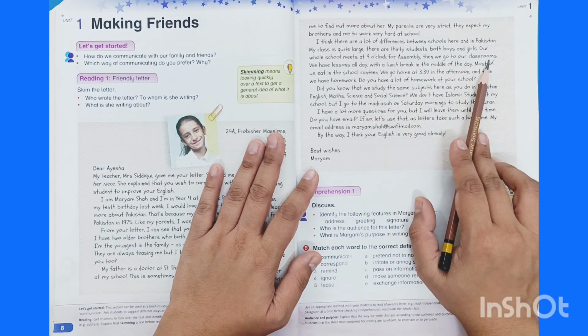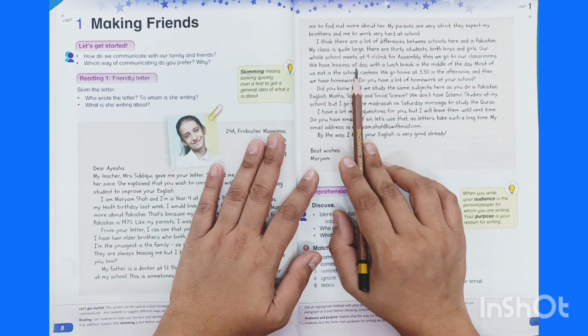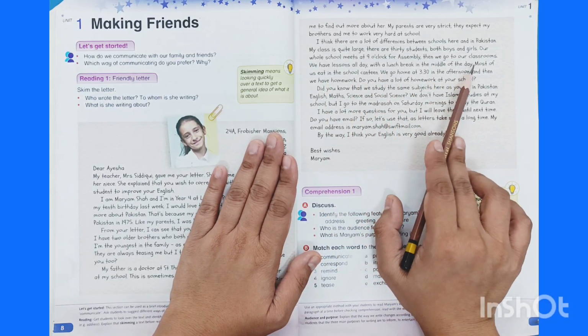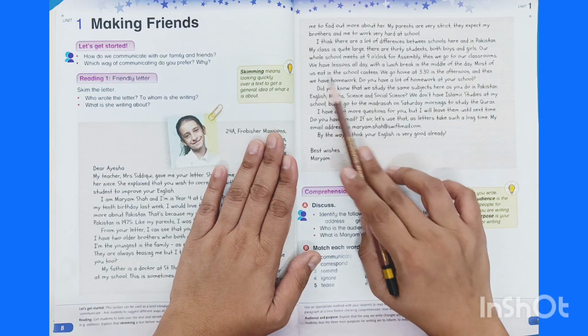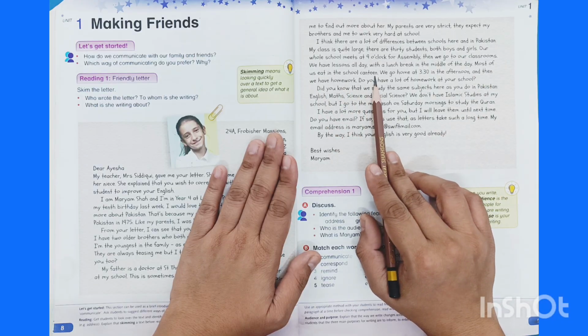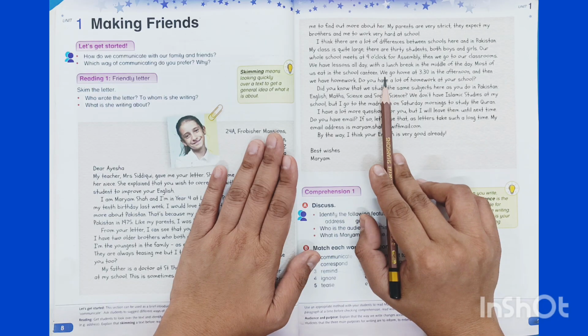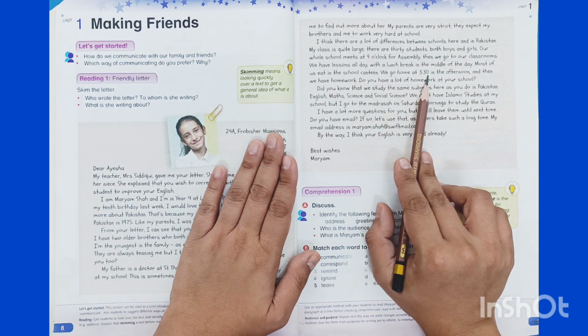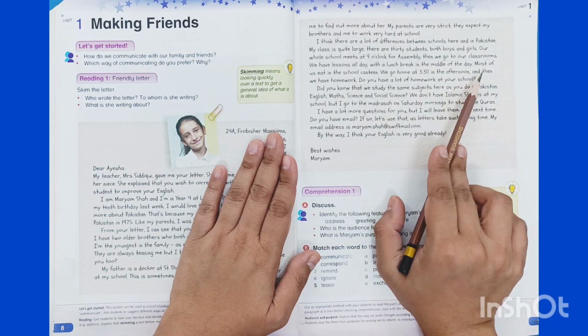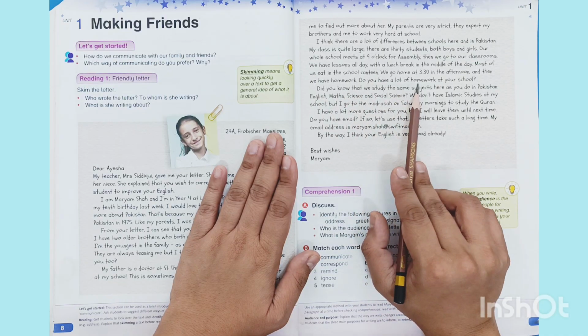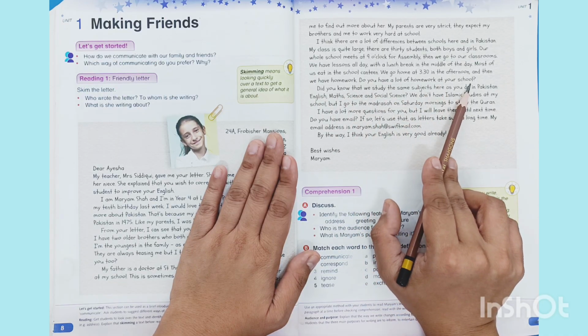Then we go to our classrooms. We have lessons all day with a lunch break in the middle of the day. Most of us eat in the school canteen. We go home at 3:30 in the afternoon and then we have homework. Do you have a lot of homework at your school?